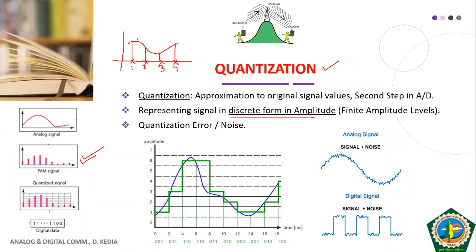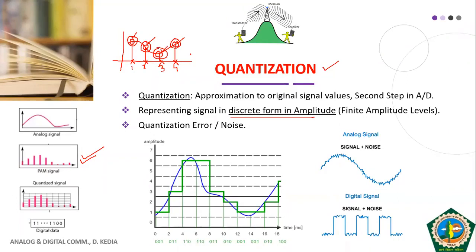But what about the amplitude levels of these samples? There is no discreteness there. The value of this amplitude may be anything, say 0.5. The value of this may be 0.1. The value of this may be 0.05. The value of this may be 0.3. Means the amplitude of these samples may assume any value from 0 to infinite. There is a possibility that any value may be present with the amplitude of these sample values.